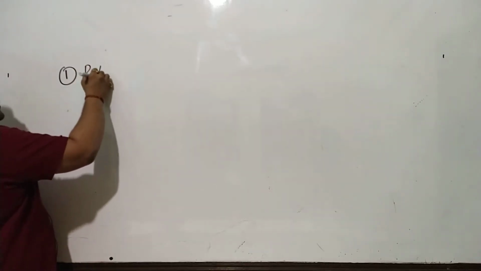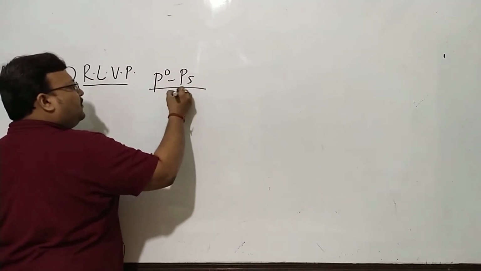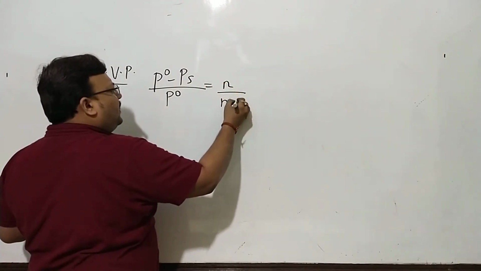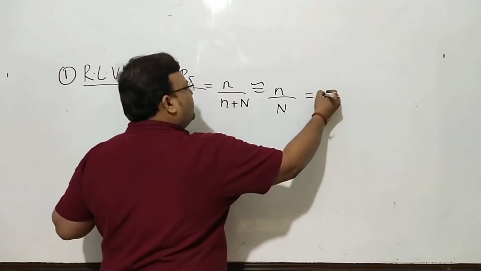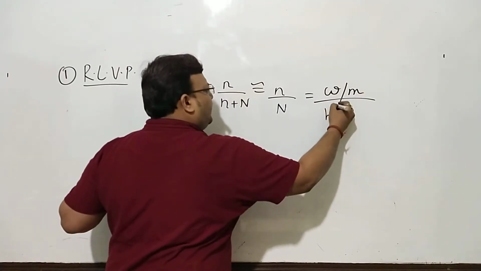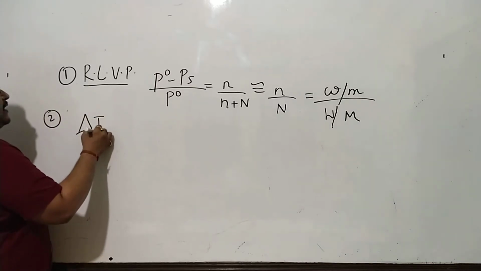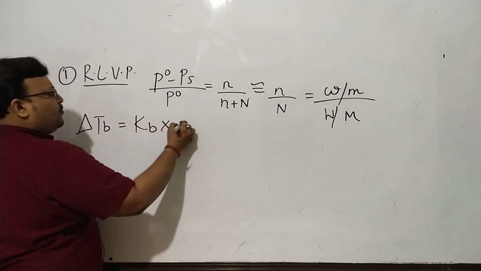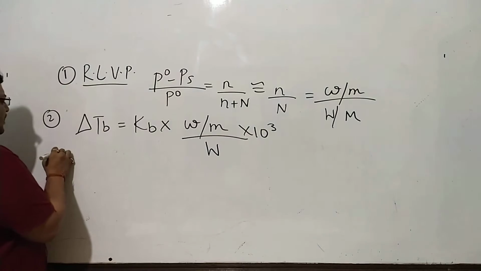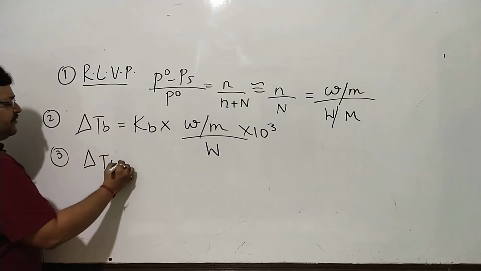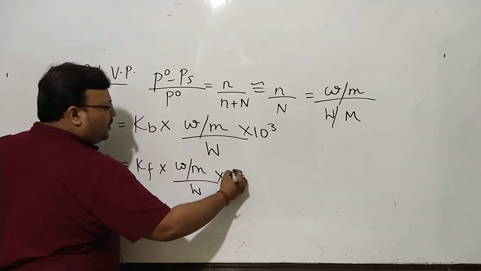First is relative lowering of vapor pressure, and the equation was (P naught minus Ps) upon P naught is equal to small n upon small n plus capital N, which is almost equal to small n upon capital N, which is wm upon capital W capital M. The second one was elevation in boiling point, delta Tb is equal to Kb into molality, that is w by M upon capital W into 1000. Third one, depression in freezing point, is delta Tf is equal to Kf into w by M upon capital W into 1000.